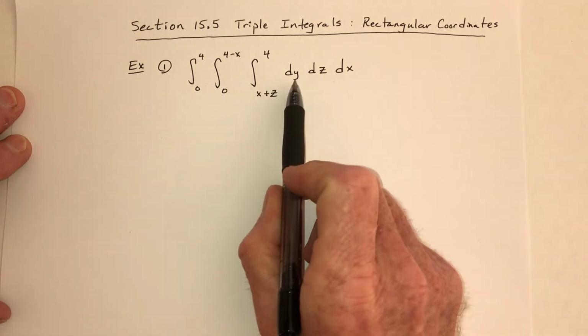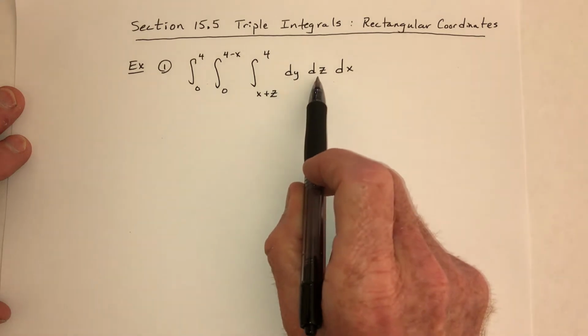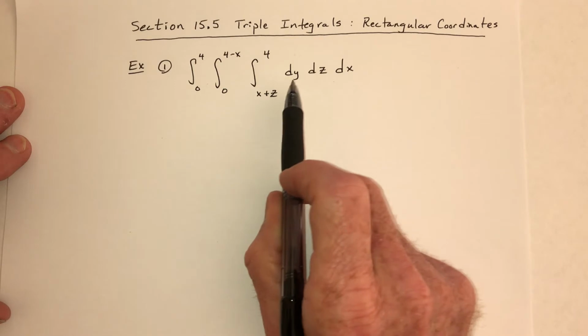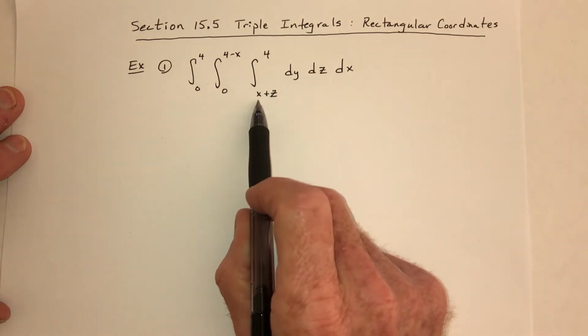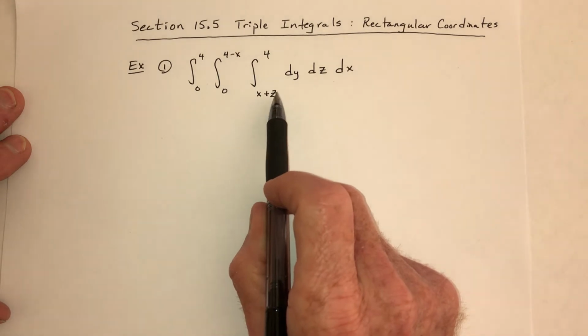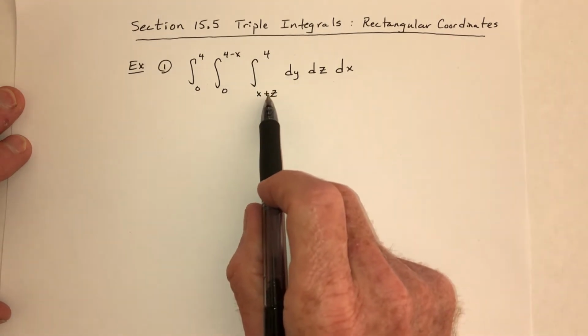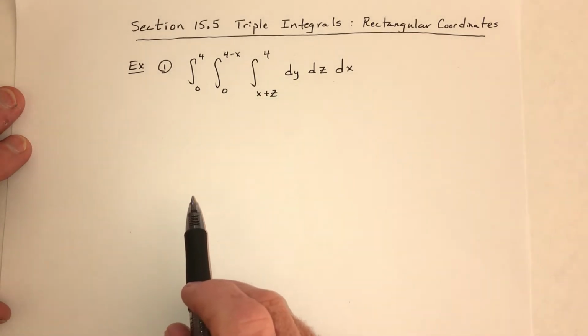So this is saying integrate with respect to y first, second integrate with respect to z, and last integrate with respect to x. So this is basically saying it came from the graph where y equals x plus z, and also y equals 4. So those are two planes, and the y values are going between those two planes.